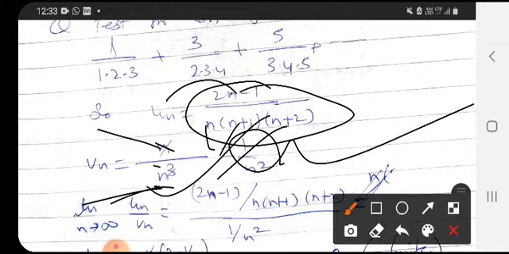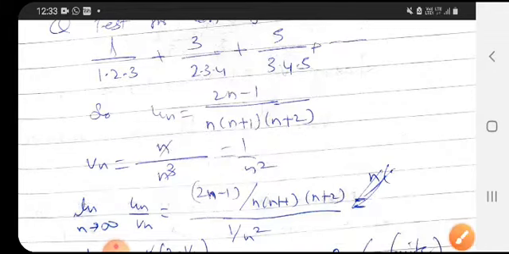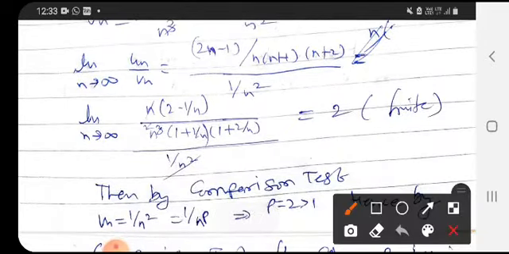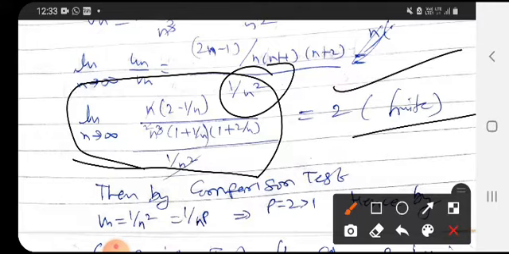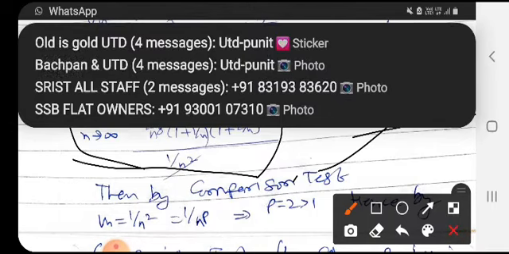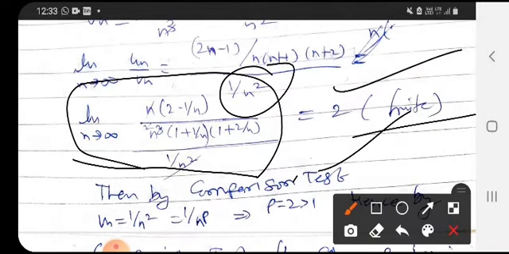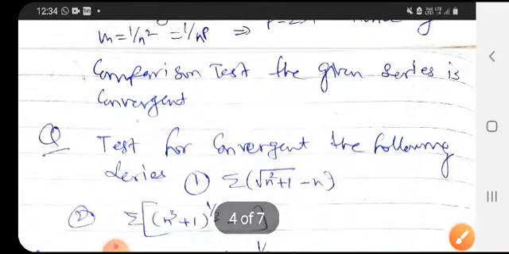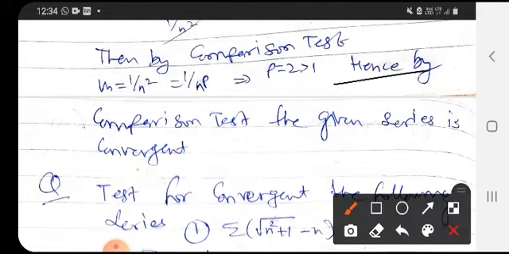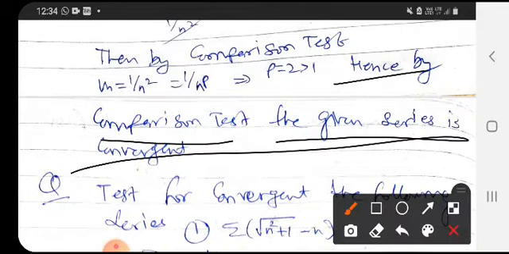Limit n tending to infinity un upon vn, that is 2n minus 1 upon n into n plus 1 into n plus 2, divided by 1 upon n square. By simplifying we see this is a finite quantity. That's why, by the comparison test, vn is 1 upon n square, that is 1 upon n to the power p. Here p is equal to 2, which is greater than 1. Hence by the comparison test the given series is convergent.